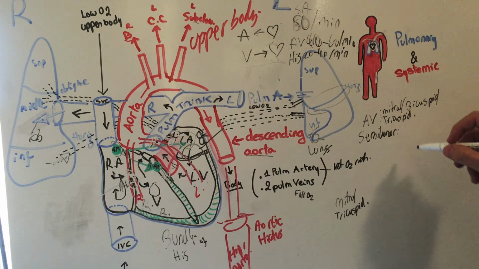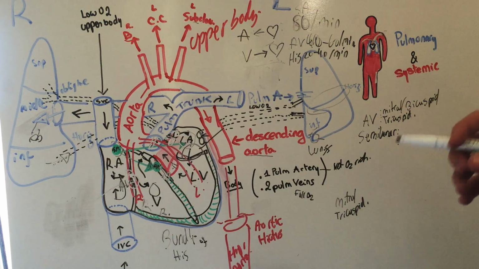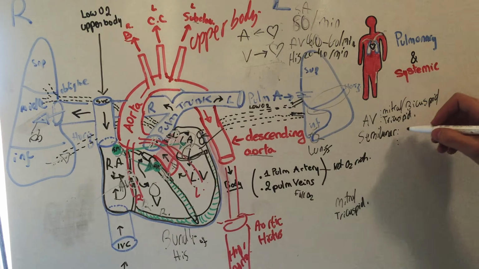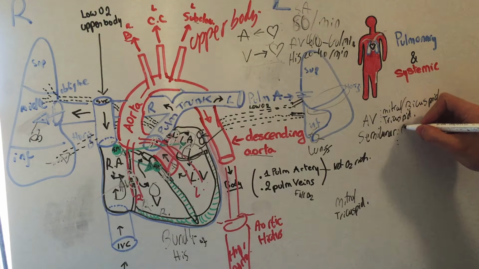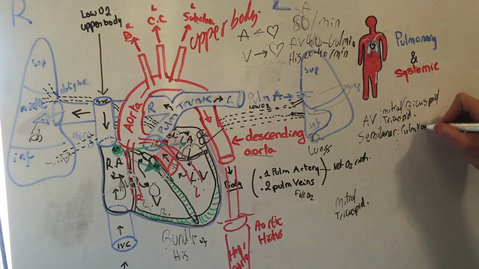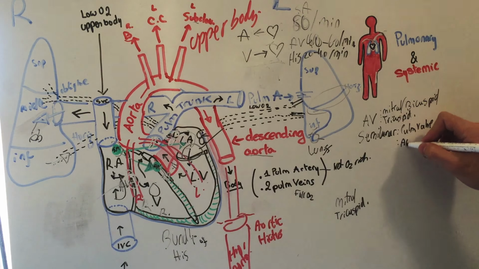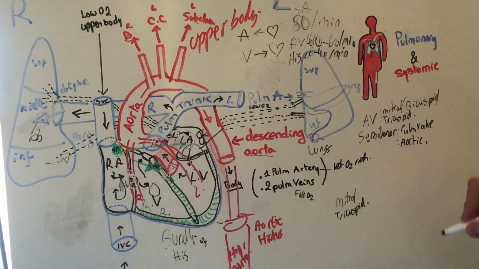Now, the semilunar valves are very important because those are the valves that will help move the blood to the lungs, which is why it's going to be called the pulmonary valve. And then the one to the rest of the body is called the aortic valve.